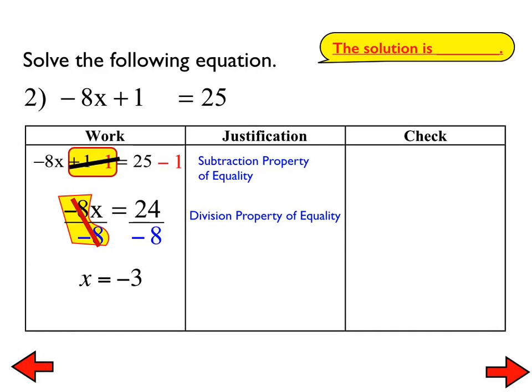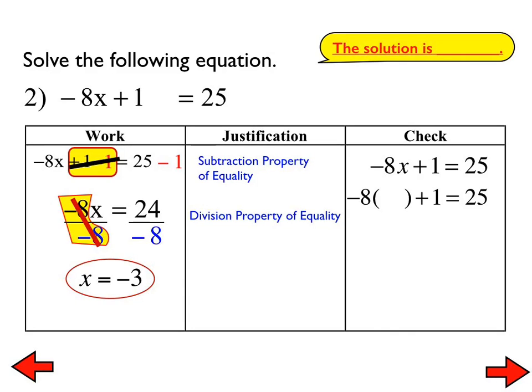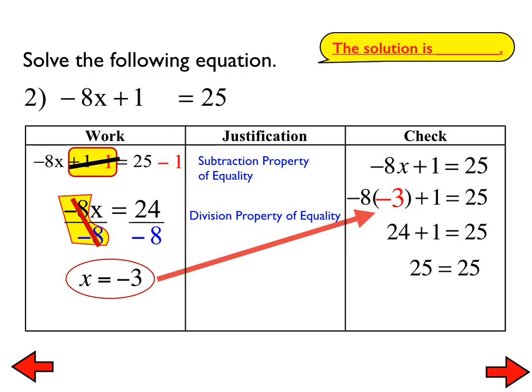Okay? All right, so now we just need to check our answer to see if it makes a true statement. So we start with our original problem, or our original equation, negative 8x plus 1 equals 25, and we're going to substitute negative 3 in for x. And remember, anytime I replace a letter or a variable with a number, I always use parentheses. And here comes negative 3. Negative 8 times negative 3 is positive 24. So we have 24 plus 1. Is that equal to 25, yes or no? Yes. So that means that x equals negative 3 is the solution.